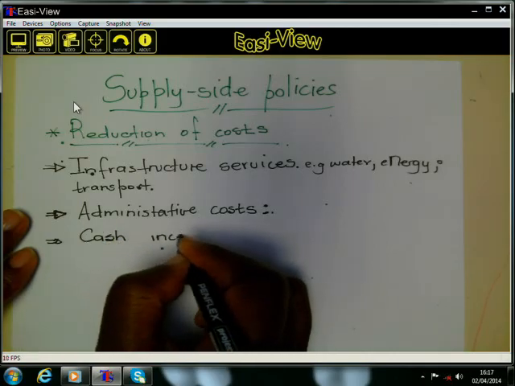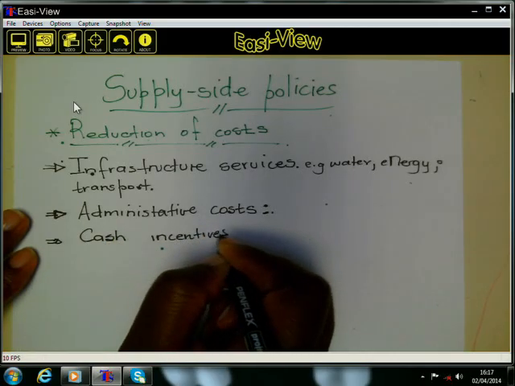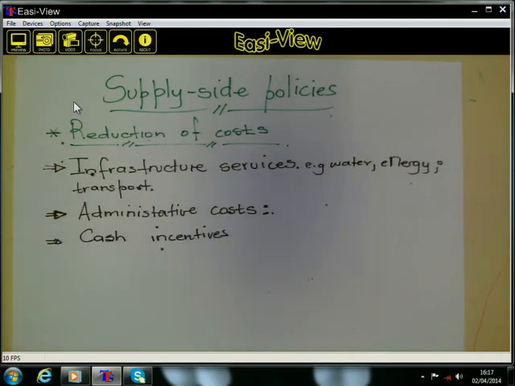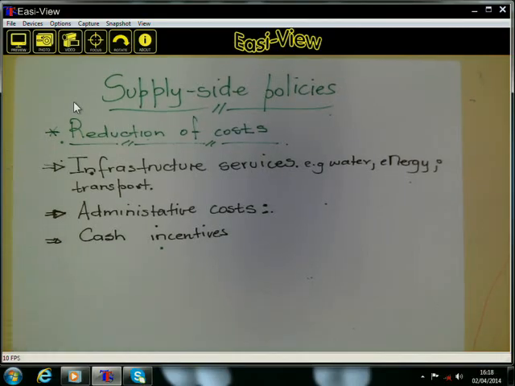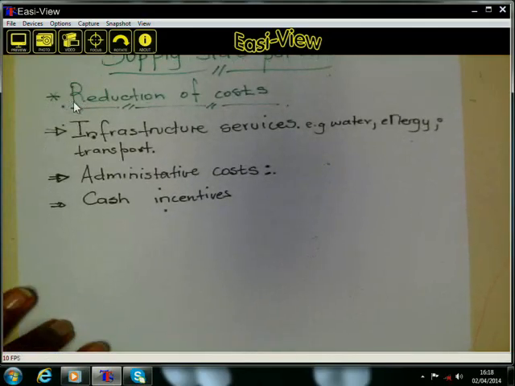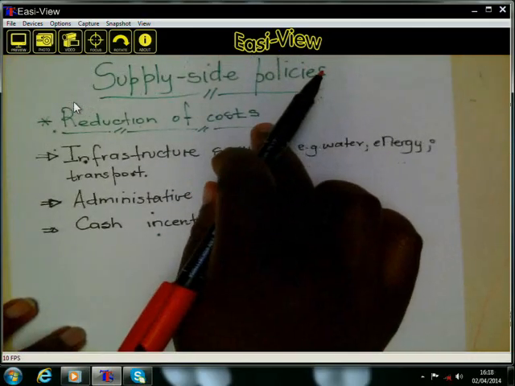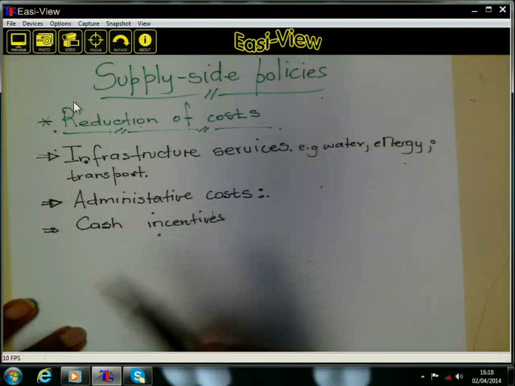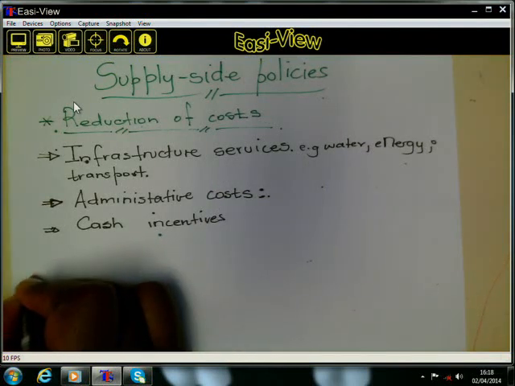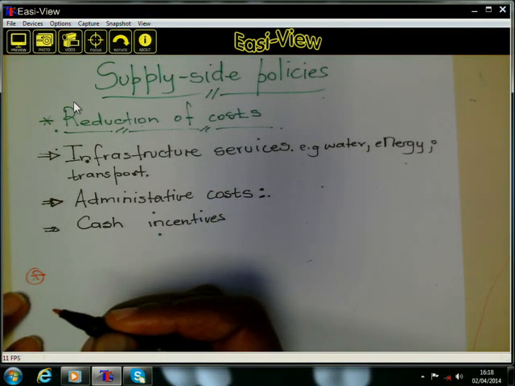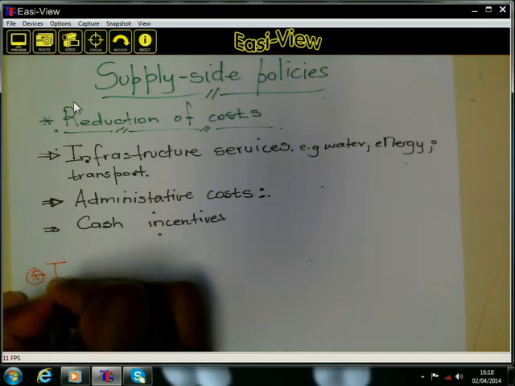cash incentives. There must also be cash incentives. Like for example, for those businesses that want to go and start businesses in smaller areas, in rural areas, they must be compensated for that. That is reduction of costs under supply side policies. Then the second part is the improving the efficiency of inputs.